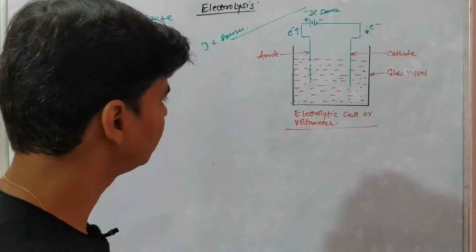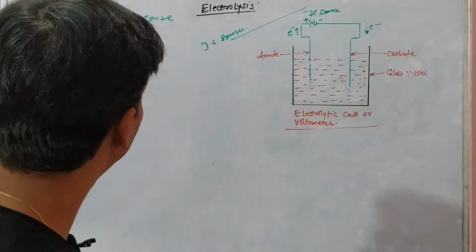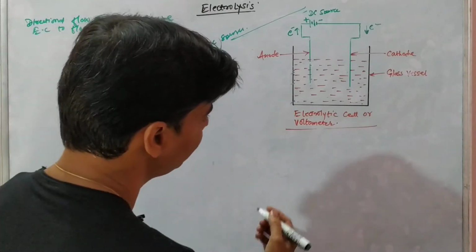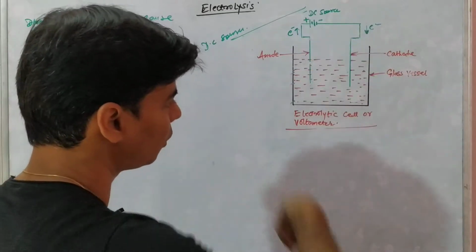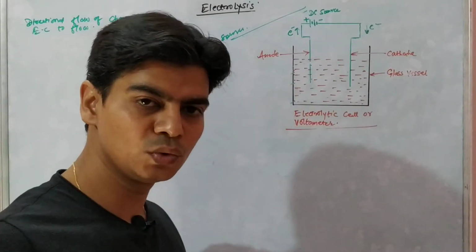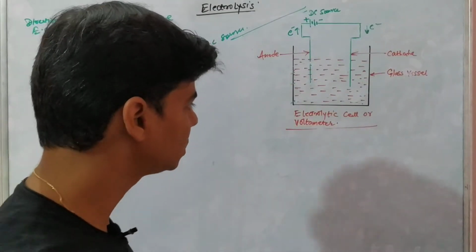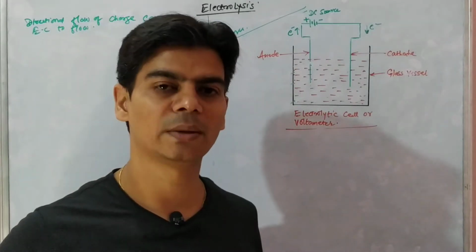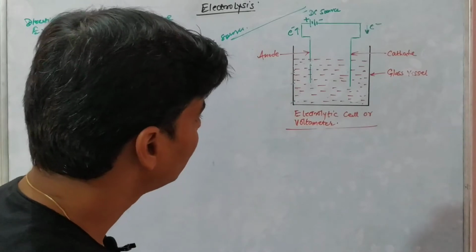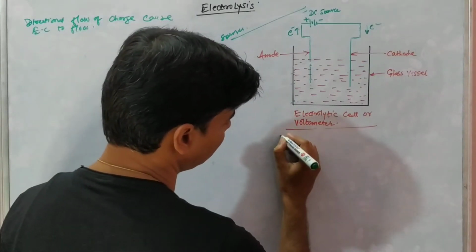So let's take one example before we understand this in detail. Okay, one more thing, this arrangement or the apparatus that is used to carry out the process of electrolysis is called a voltameter, or we call it an electrochemical cell, right? Now let's take an example.